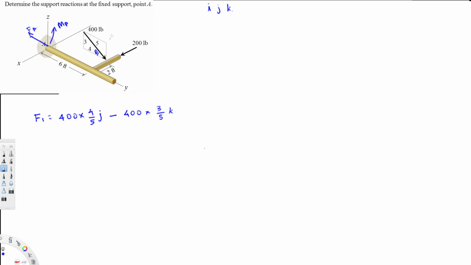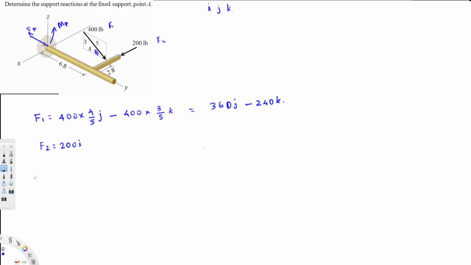And this is F1. Now we have to calculate F2. F2 is going to be straightforward because it's going along the x-axis, so F2 is equal to 200i. If I simplify the first one, 400 divided by 5 is 80, times 4 is going to be 320j, and 400 divided by 5 is 80 times 3, which gives us 240. So this is going to be 240k. F2 is calculated, F1 is calculated.